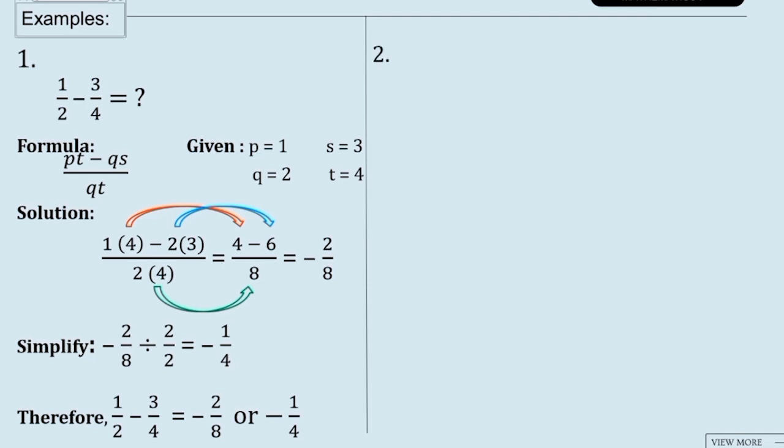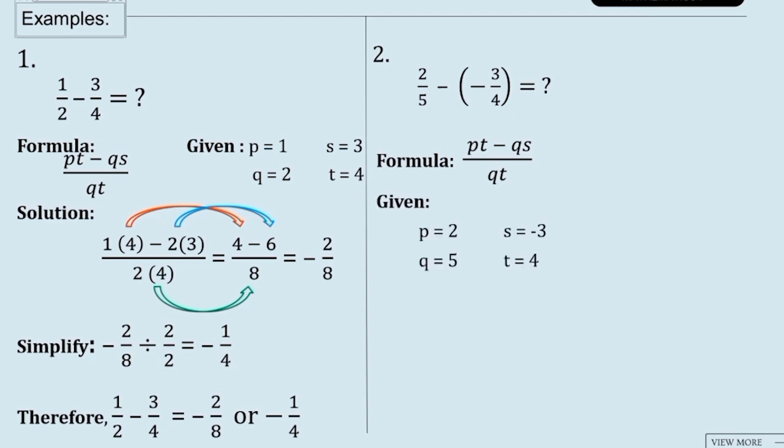We have example number 2. So 2/5 minus negative 3/4. Our formula is PT minus QS over QT. So our given are P is equals to 2, Q is 5, S is negative 3, and T is 4.